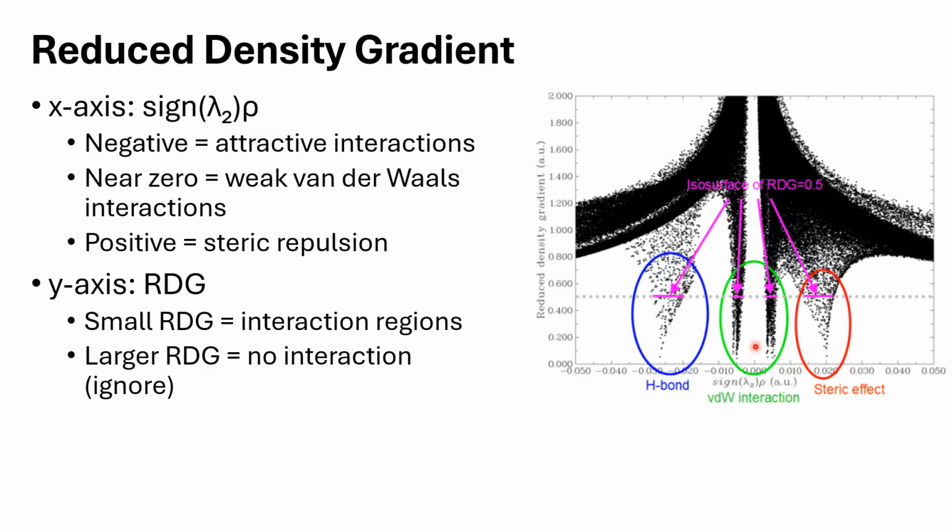And the x-axis tells you the sign of lambda 2 times rho. And if it is negative, these are attractive interactions. If it is near zero, it's weak van der Waals. And if it is positive, it's steric interactions, repulsions. And the y-axis is the reduced density gradient, which if it is small, it's interactive regions. And if it is large, there is no interaction.